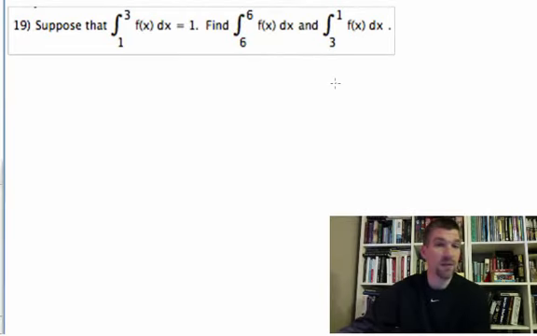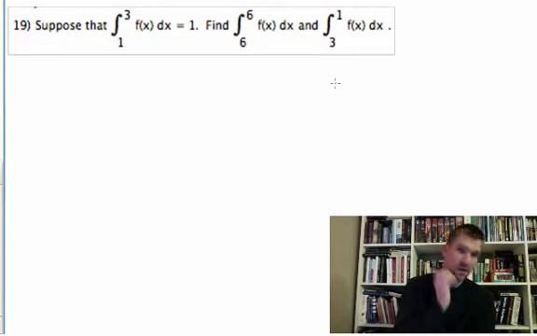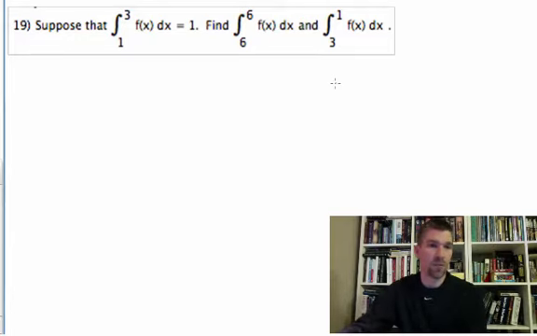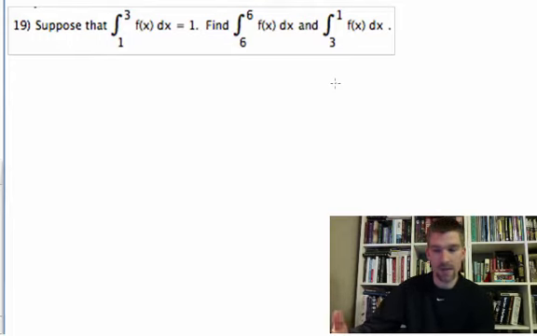All right, suppose that we have this rule, the integral from 1 to 3 of f(x) dx is 1. We want to find the integral from 6 to 6 of f(x) dx, and we want to find the integral from 3 to 1. So kind of two things going on here. This is requiring us to remember some rules about our integrals, and if you wrote them down or have your notes page handy, dig it up.